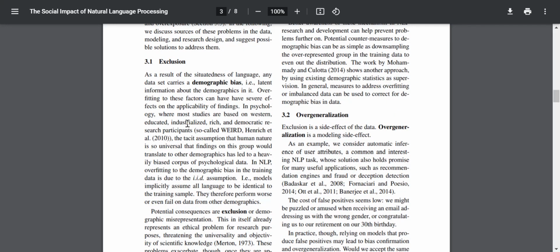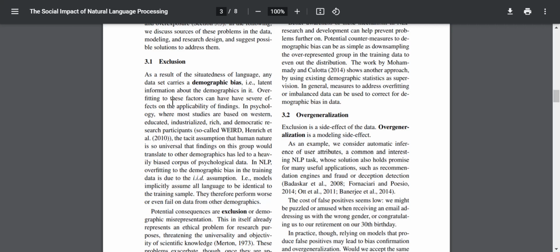Alright. So, first of all, exclusion. As a result of the situatedness of language, any dataset carries a demographic bias. That is latent information of the demographics in it. True. So even if it is unintended, suppose you collect all the data from the state of Florida, so it will have some bias in it, right? If you compare all the data from say the state of California, then even that would have some bias in it.